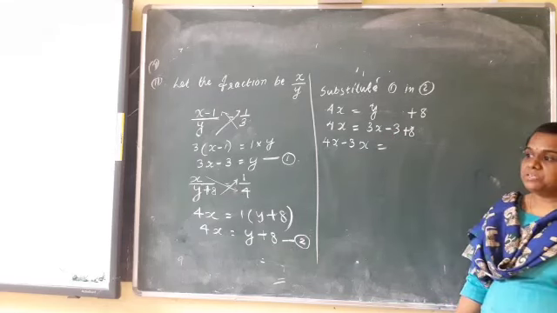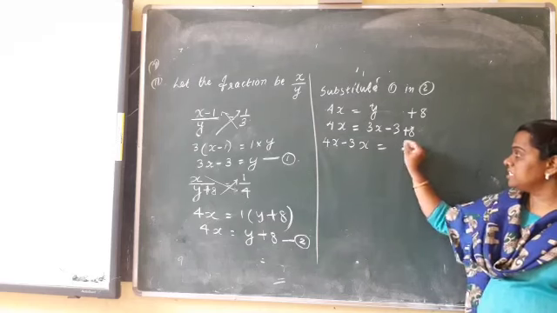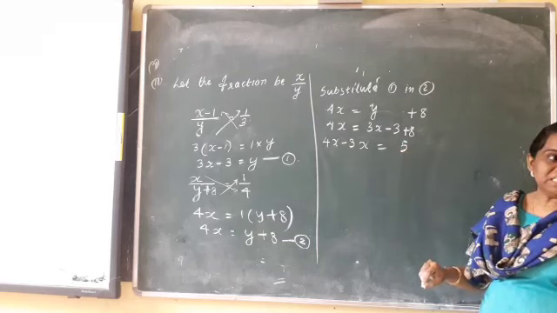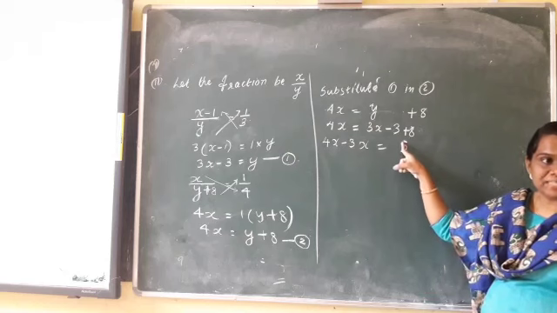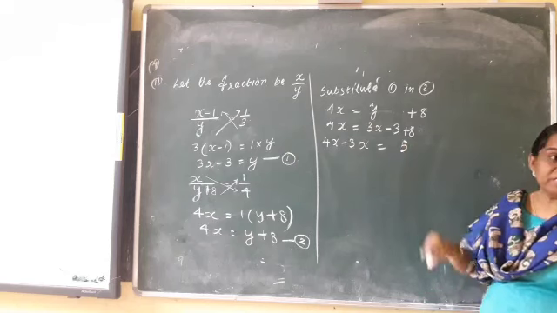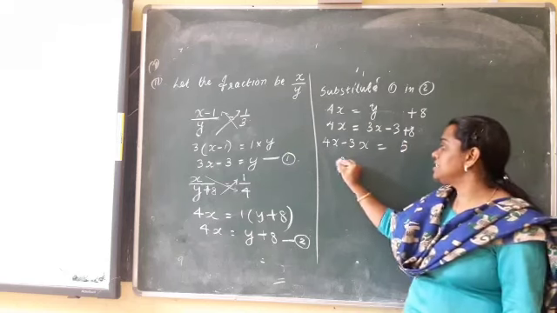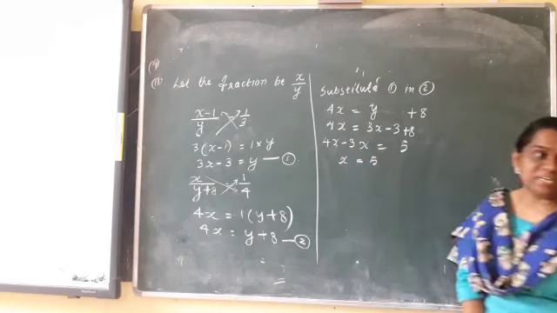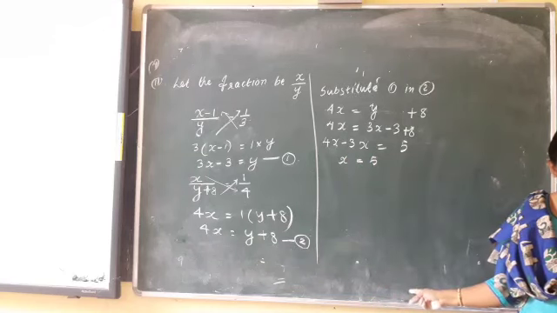Minus 3 plus 8. What is the difference? Difference is 5. And which is the greater number, 8? Its sign is positive, so 5 is positive. 4x minus 3x is x. We got x is equal to 5. Is it easy? x is 5.